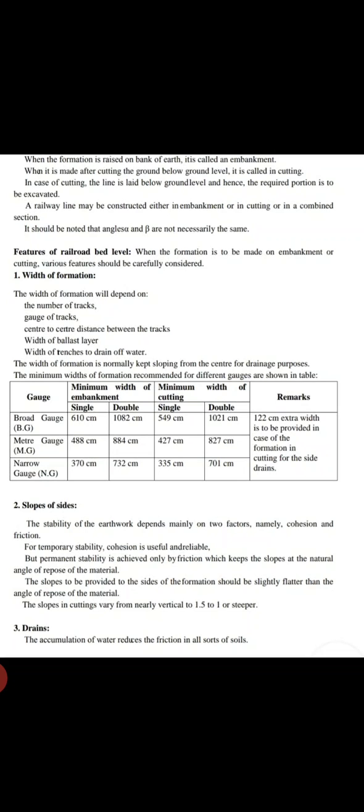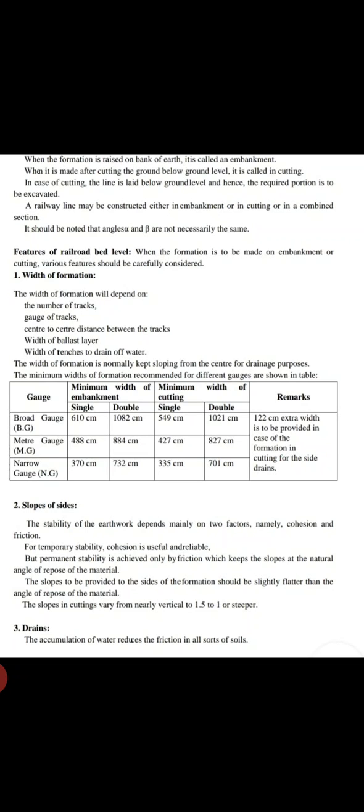For minimum width of cutting, single and double: 549 and 1121 cm for broad gauge, 427 and 827 cm for meter gauge, and 335 and 701 cm for narrow gauge. Remarks: 122 cm extra width is to be provided in case of the formation in cutting for the side drain. Second one is slopes of sides.